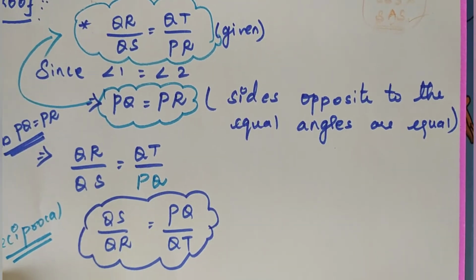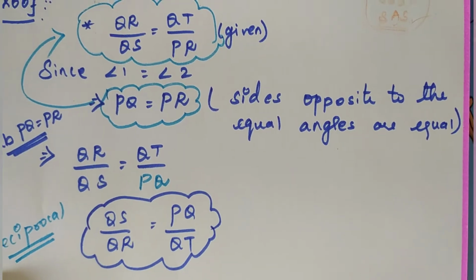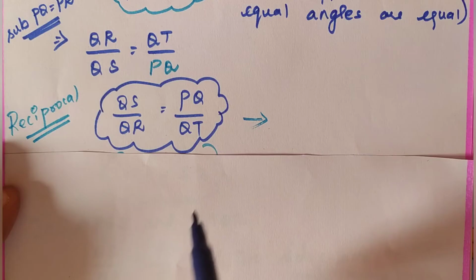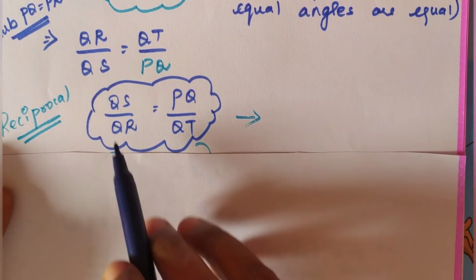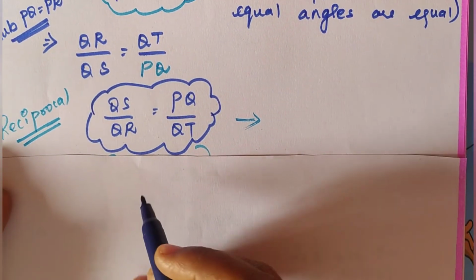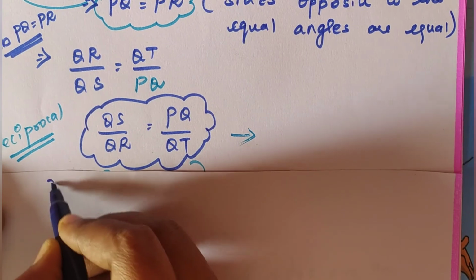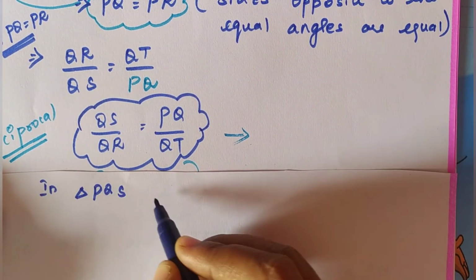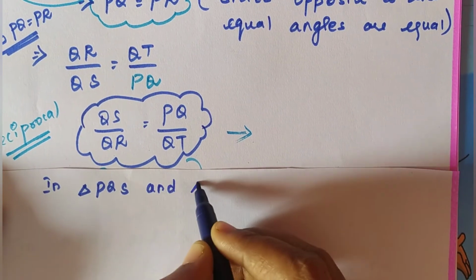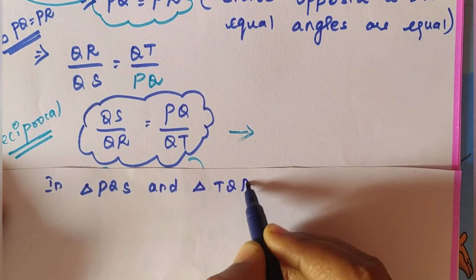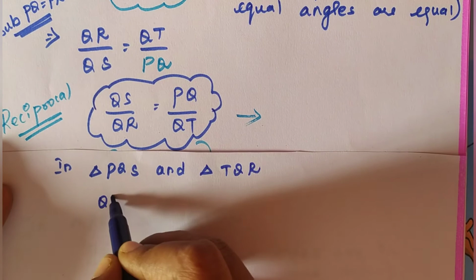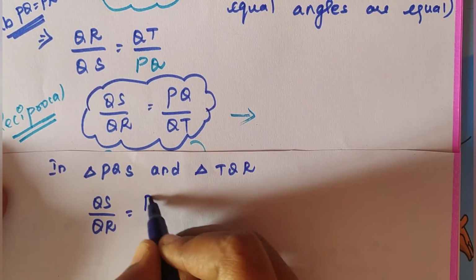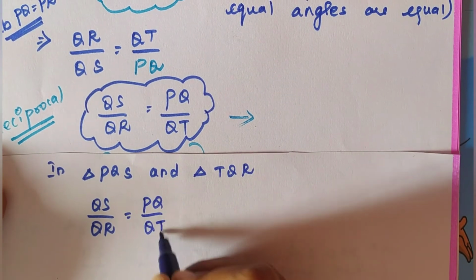So the two sides are in the same proportion. Now we said that the two sides are in the same ratio. Now I'm going to take the triangle. In triangle PQS and triangle TQR, QS divided by QR is equal to PQ divided by QT.